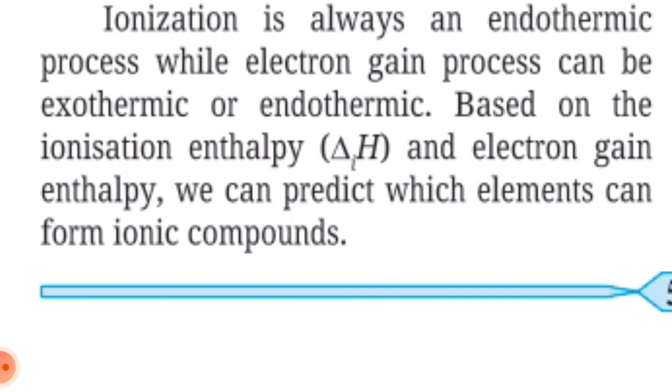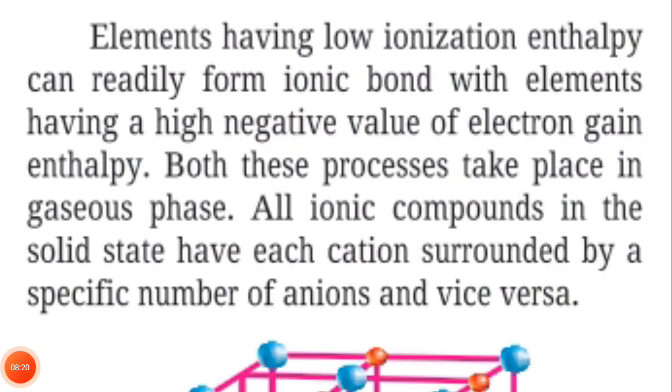Ionization is always an endothermic process, whereas the electron gain process can be exothermic or endothermic. Ionization enthalpy delta IH and electron gain enthalpy can predict which elements can form ionic compounds. An element having low ionization enthalpy can readily form an ionic bond with an element having a high negative value of electron gain enthalpy. Both these processes take place in the gaseous phase.